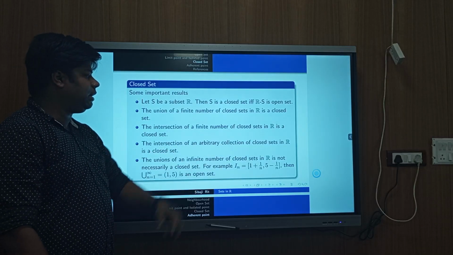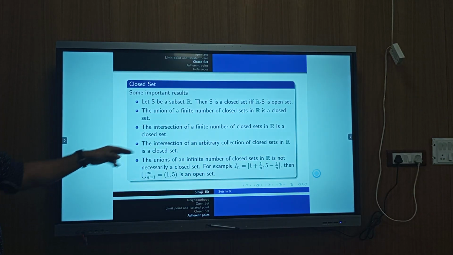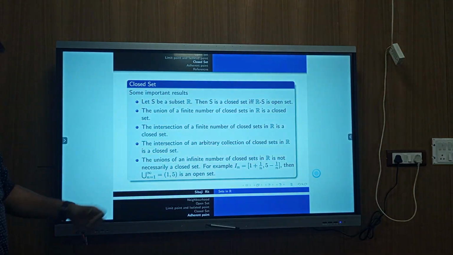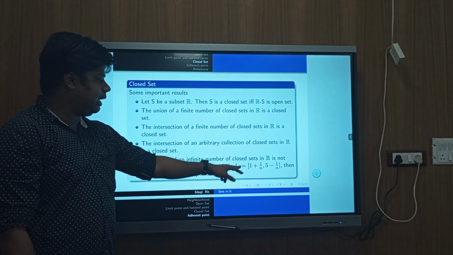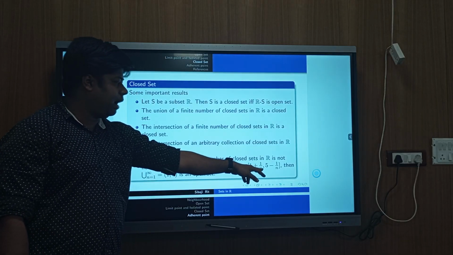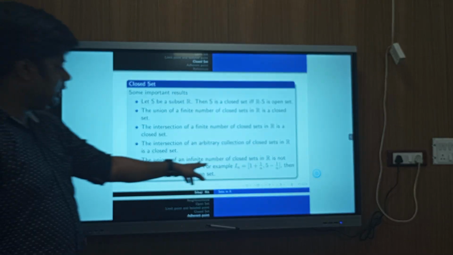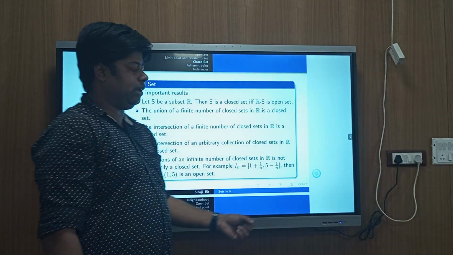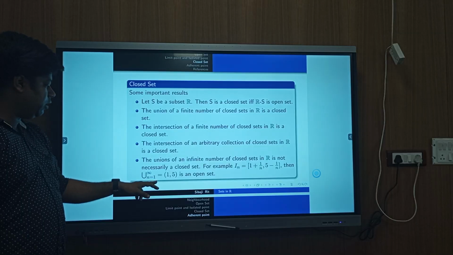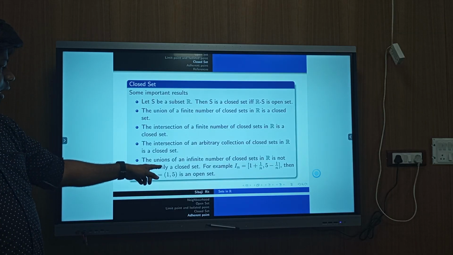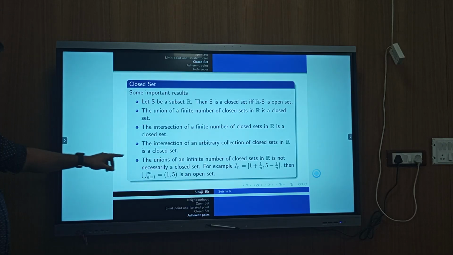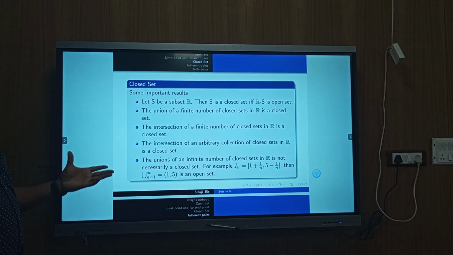The intersection of an arbitrary collection of closed sets in R is a closed set. The union of an infinite number of closed sets may not be a closed set. For example, if we choose I_n equal to [1 + 1/n, 5 - 1/n], then all I_n are closed sets because all intervals are closed intervals. But the union over n equal to 1 to infinity is the open interval (1, 5), which is an open set, not a closed set. So the union of an infinite number of closed sets may not be a closed set.